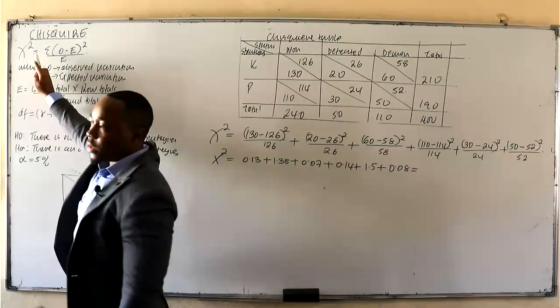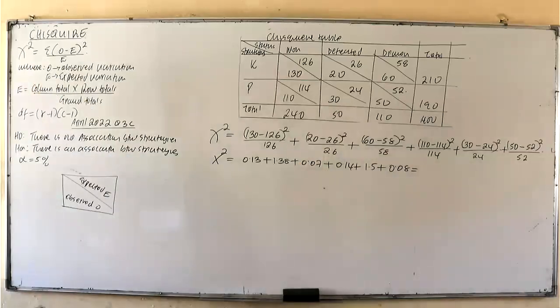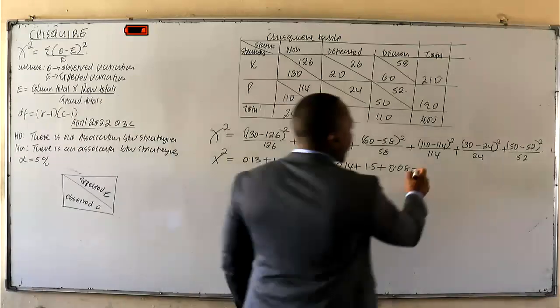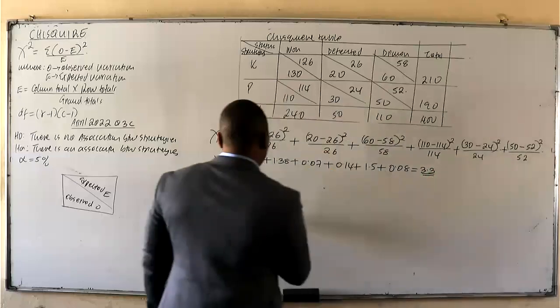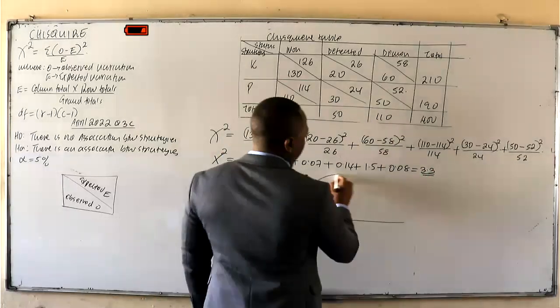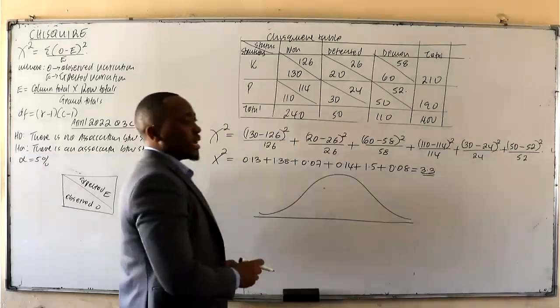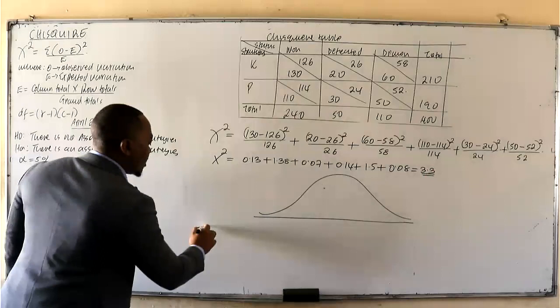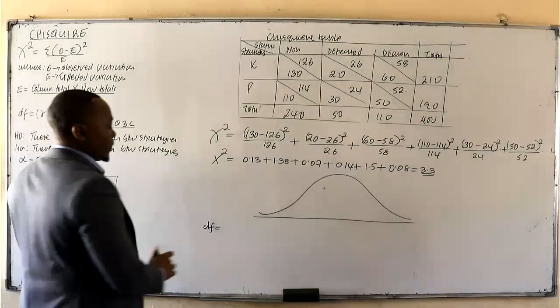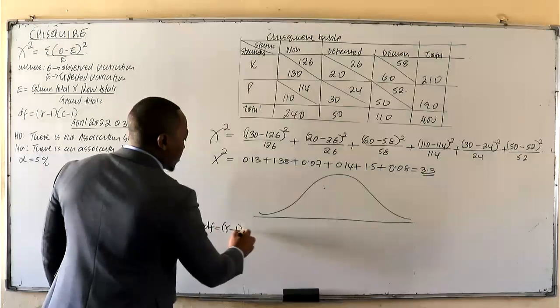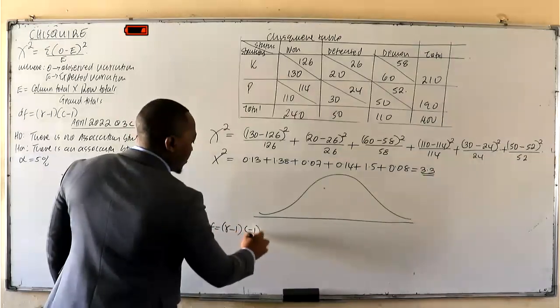Then you add all of them. This means summation. So can you add the total? You get 3.3. Now we need to make a decision. When making a decision in this case, you need the degrees of freedom. For chi-square, degrees of freedom is row total minus 1 times column total minus 1.